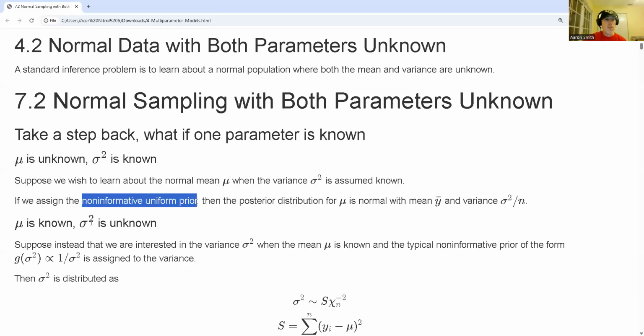Now, let's say that the mean is known and the variance is not. I actually did a video on this. It was a pretty brief video, and I believe it was with sports betting, looking at the deviation of the results compared to the odds. Suppose instead that we are interested in the variance when the mean is known, and the typical non-informative prior of the form 1 over sigma squared is assigned to the variance.